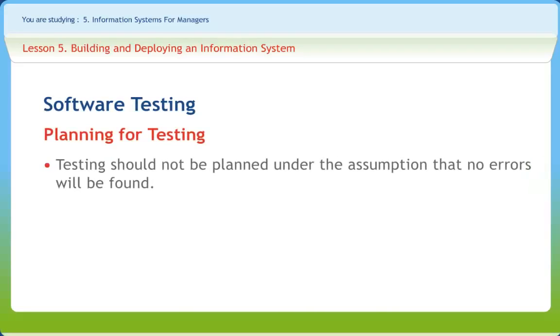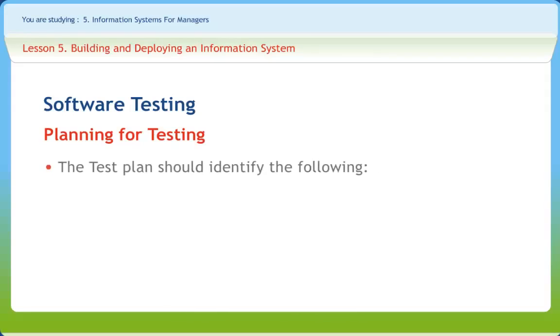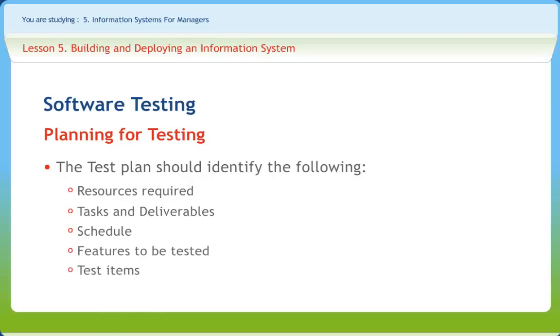Testing should not be planned under the assumption that no errors will be found. Test items should cover invalid and unexpected input conditions as well as valid conditions. The test plan should identify the resources required, tasks and deliverables, schedule, features to be tested, test items, and risks. The test plan has to be documented and reviewed so as to confirm the feasibility and completeness of the testing.